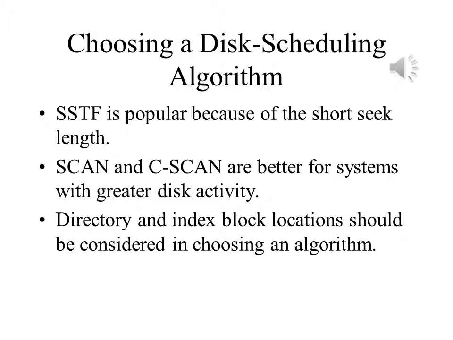With so many different algorithms for scheduling disk operations, the best one may not be so obvious. Shortest seek time first is an obvious candidate because of the short average seek length. But on systems with heavier loads, scan and C-scan actually work better in terms of average waiting time. Shortest seek time first can lead to longer waits for requests that are further away on a busy disk drive.